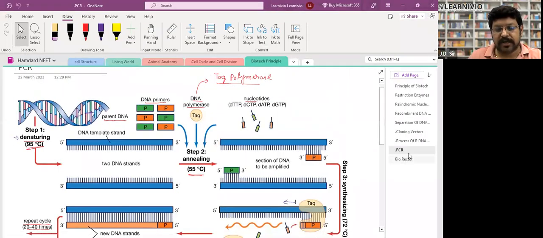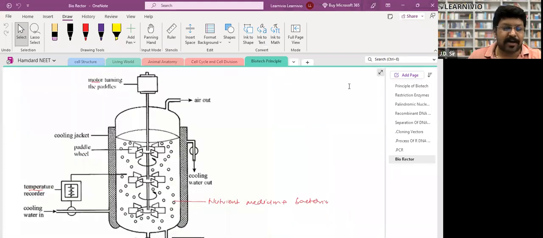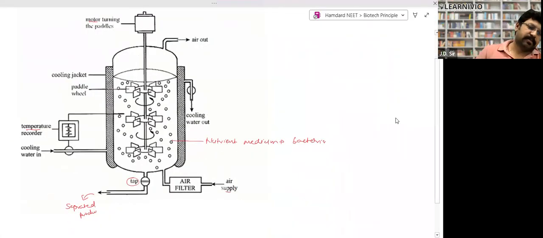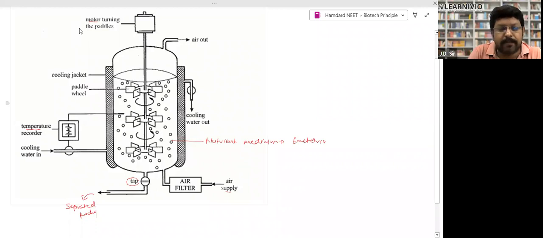Last but not the least, that is a bioreactor. You'll hardly get a question from this bioreactor, but yes, this is a part of the topic which we need to discuss. So a bioreactor is just a machine where we make a large amount of a biological product. Suppose that you have a transgenic bacteria with the insulin gene. You want to make the insulin injection. How will you do that? How will you make a large amount of the insulin? Look.